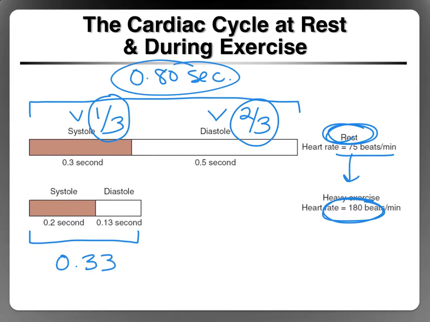So during exercise, the majority of the cardiac cycle is spent with ventricular systole, and a small portion is spent with ventricular diastole. So basically at rest, most of the time, 2/3 of the cardiac cycle, the ventricles are at rest. But during exercise, because the ventricles have to do significantly more work in a shorter period of time, most of the cardiac cycle is spent with ventricular systole.